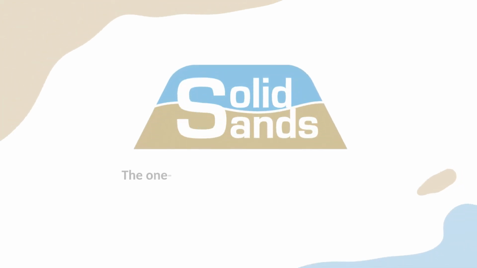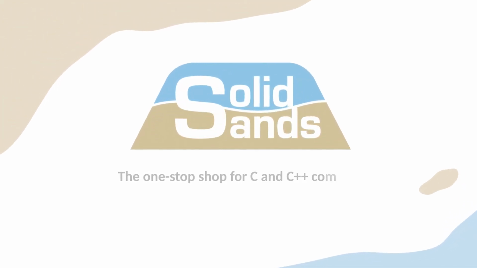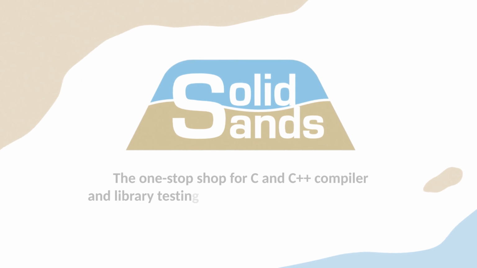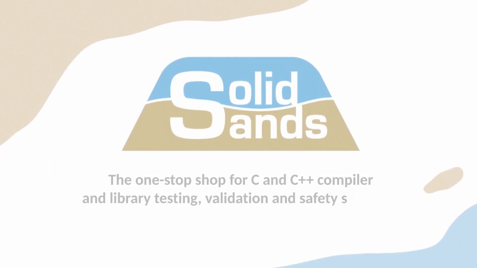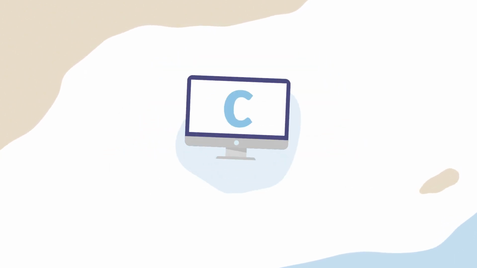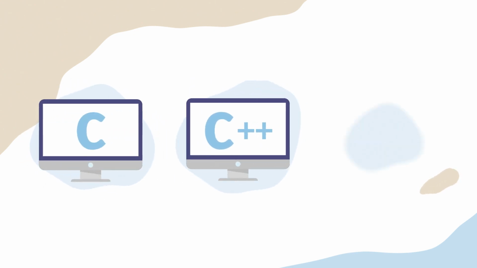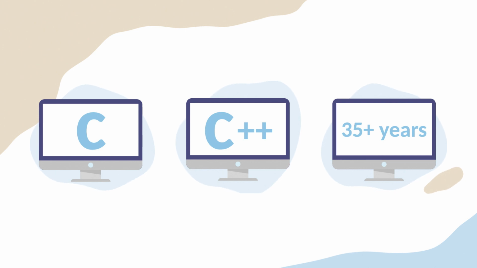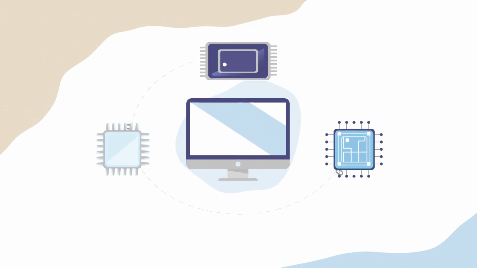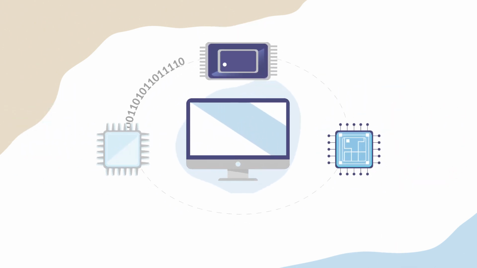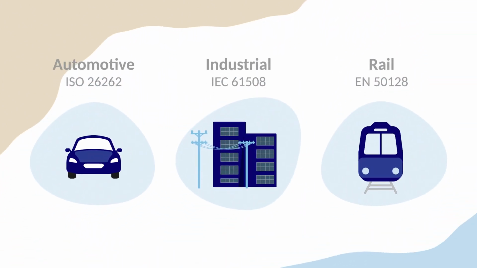Solid Sands is the one-stop shop for C and C++ compiler and library testing, validation, and safety services. SuperTest has tracked the C and C++ language specifications for over 35 years. It can be configured for any compiler and target processor. Our product SuperTest focuses on testing the compliance, reliability, and safety of compilers.